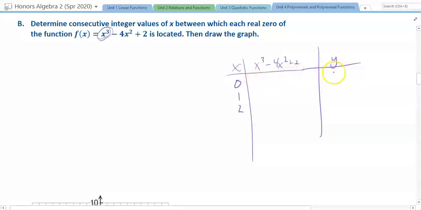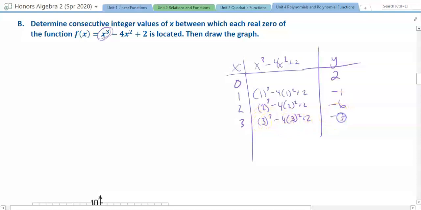And so plugging in the 0, obviously we're going to get 2 here for the y. When we plug in 1, we get 1 cubed minus 4 times 1 squared plus 2, so that's 1 minus 4 plus 2, so 3 minus 4 is negative 1. Plugging in 2, we're going to get 2 cubed minus 4 times 2 squared plus the 2, and so that's 8. This will be a negative 16 plus the 2 is going to give us negative 6. We plug in the 3, we're going to get 3 cubed minus 4 times 3 squared plus the 2, and so that's going to be 27. This is 9, and so it's negative 36 plus the 2 is going to give us negative 7.